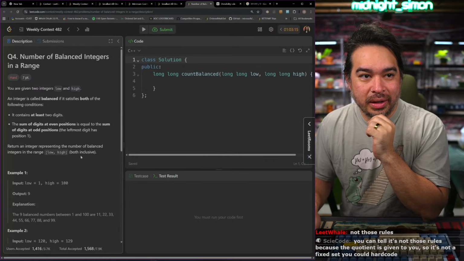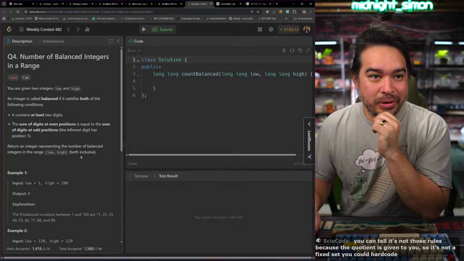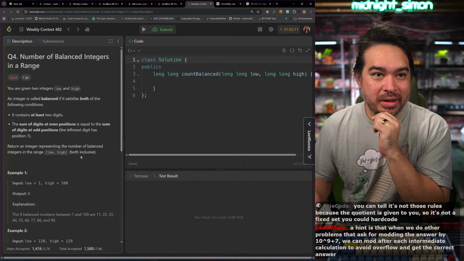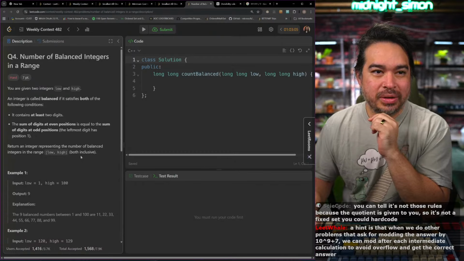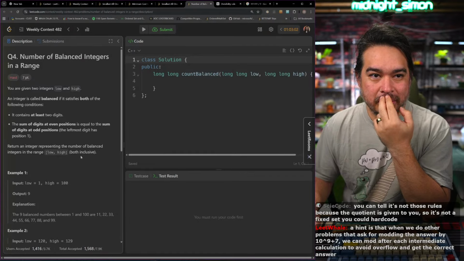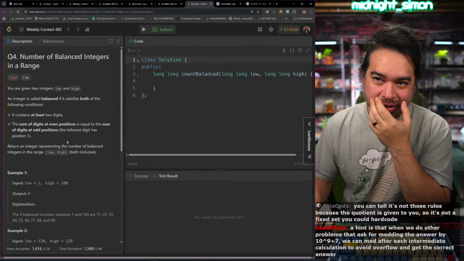Wait. Caritas, what's happened? You can tell it's not those rules because the quotient is given to you, so it's not fixed. So you could hard code? Can you hard code? I don't know.